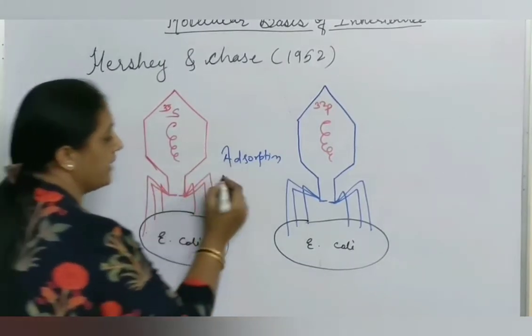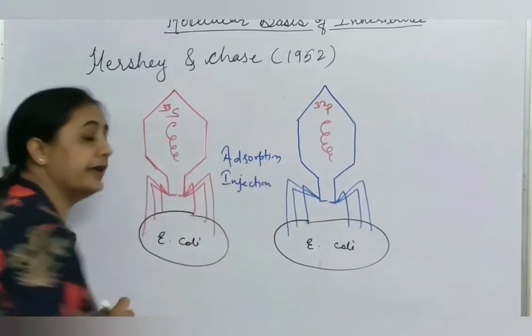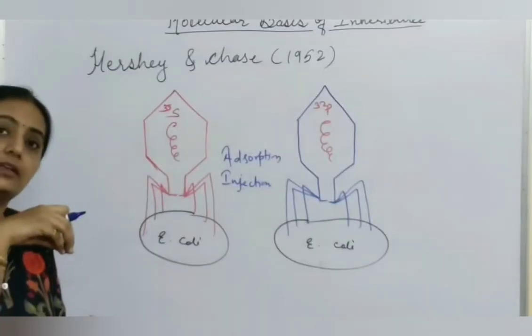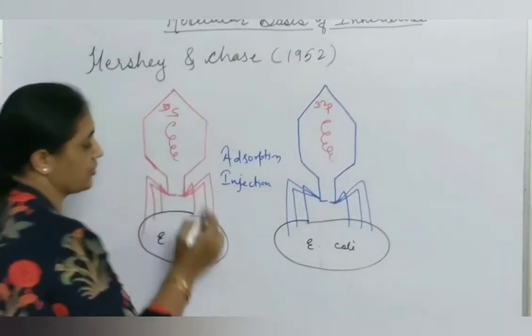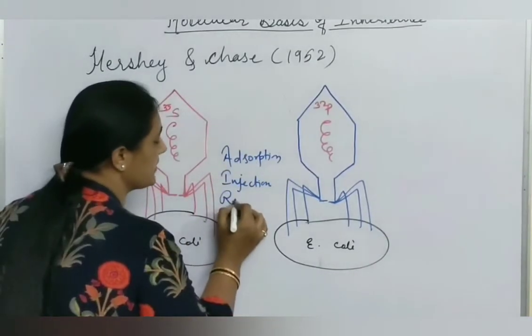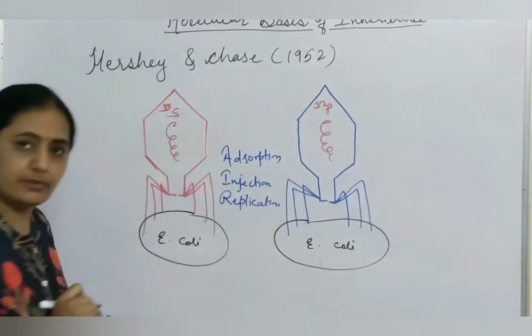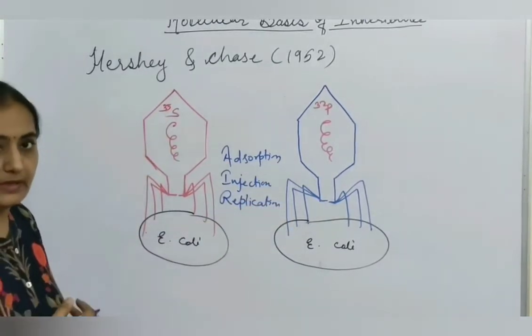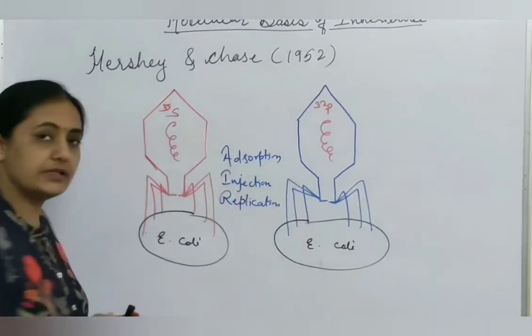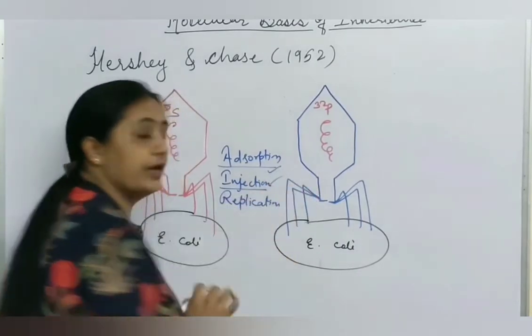That is the adsorption. Then injection, inject the genetic material. So adsorption and injection are the most common processes. Then whatever material gets injected, if it is genetic material, then it should replicate. So that comes under replication. But these two are the important things we have to discuss.